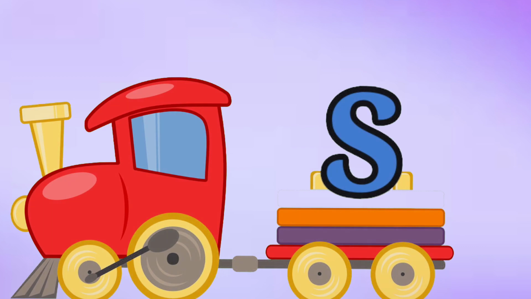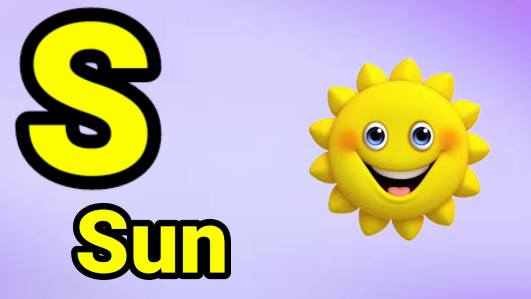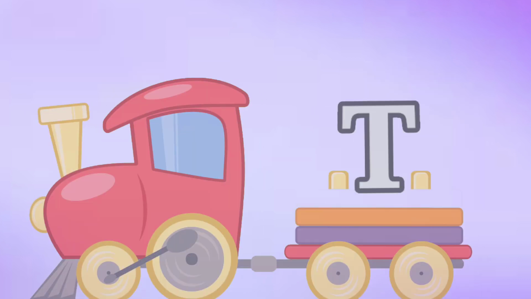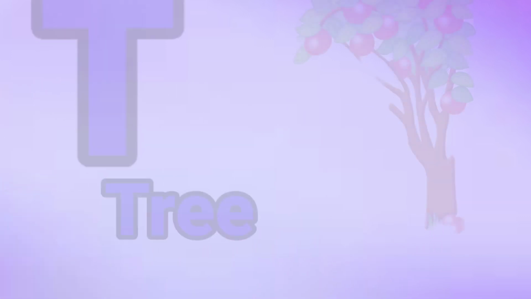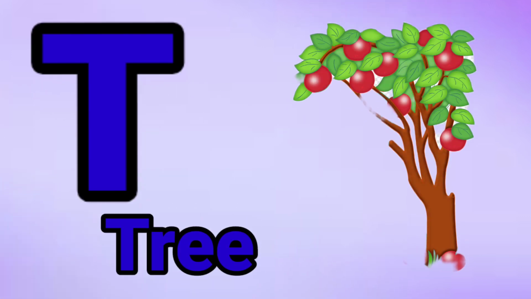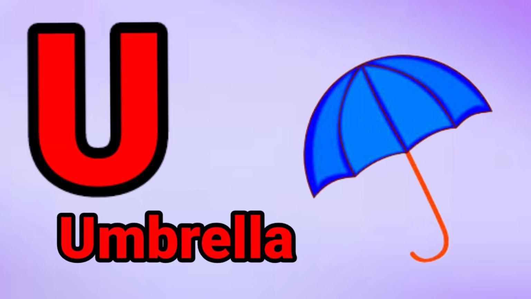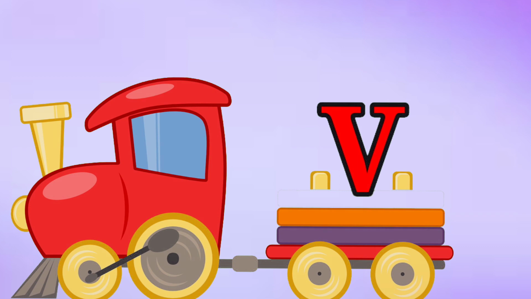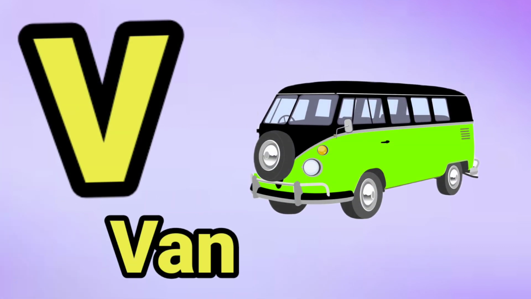S. S for sun. T. T for tree. U. U for umbrella. V. V for van.